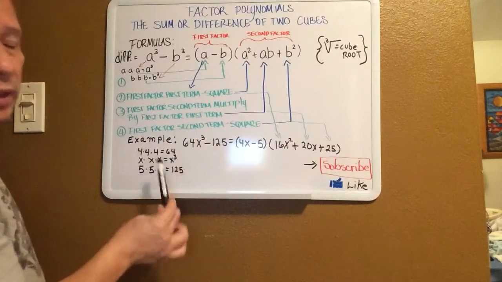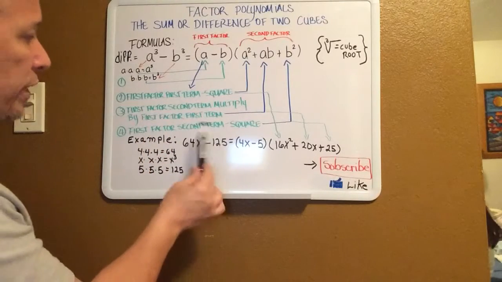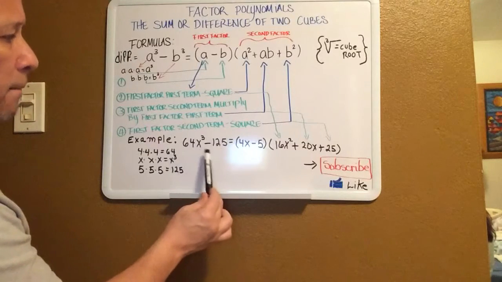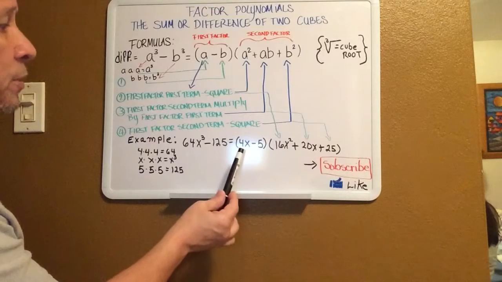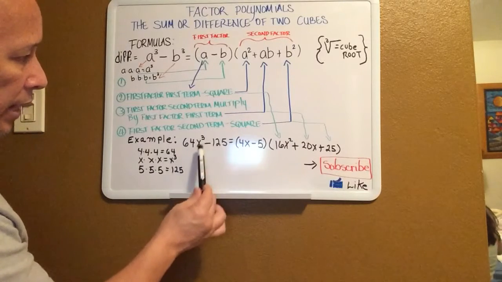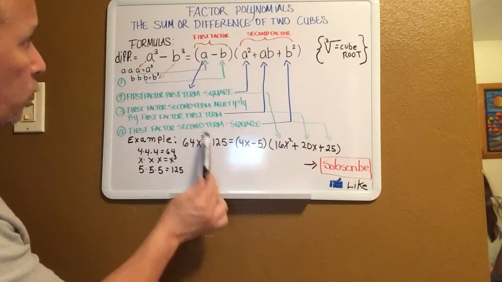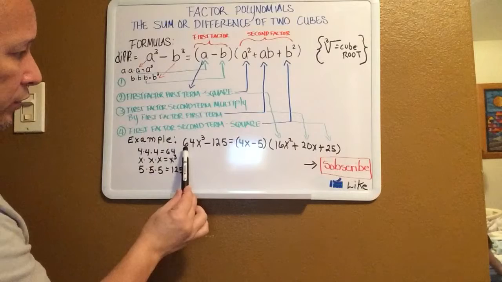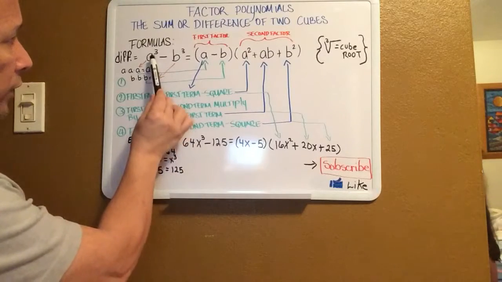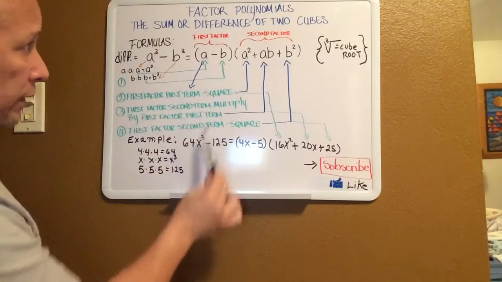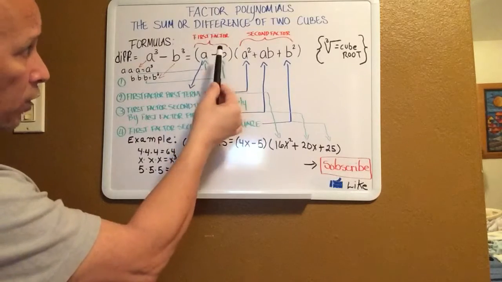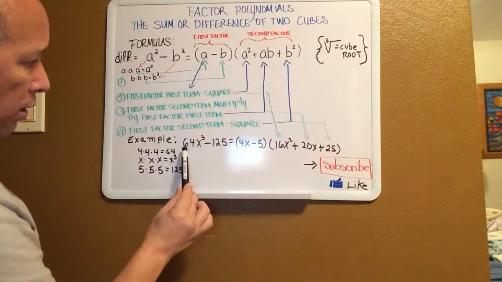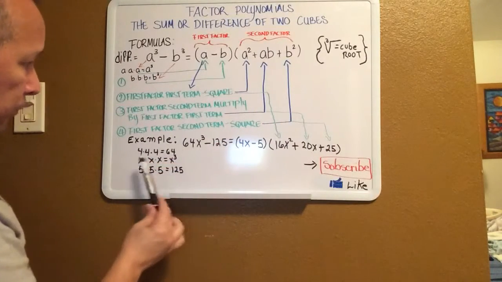To see this using an example, now we take as the original equation 64x to the third minus 125. 64x to the third minus 125 is the original equation, and in the formula, 64x to the third equals a to the third. Now, to get our first factor and the first term of the first factor, we have to take the cube root of 64x to the third.